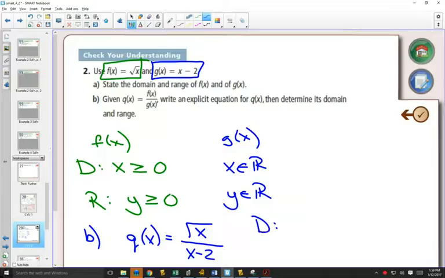Well, domain, it has to be bigger than 0. And also, x can't equal 2. So you look at the domains of your two original functions and only take where they overlap. And then you also have to look if you have any non-permissible values. Now the non-permissible values are really easy to see from the equation, especially when you write the explicit equation.